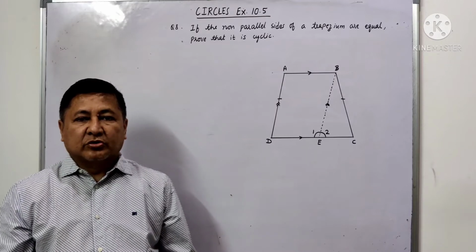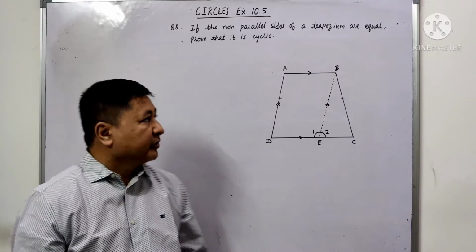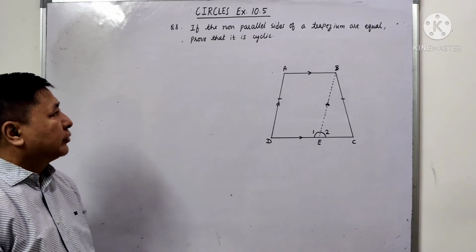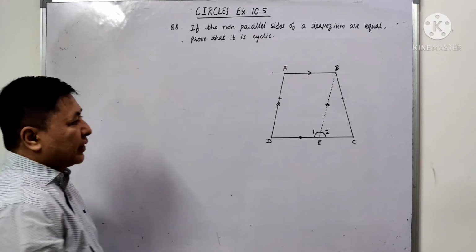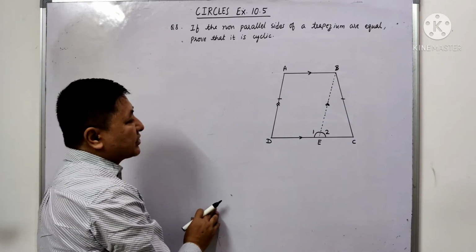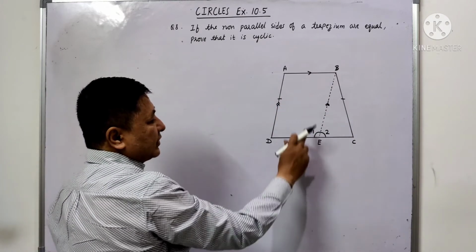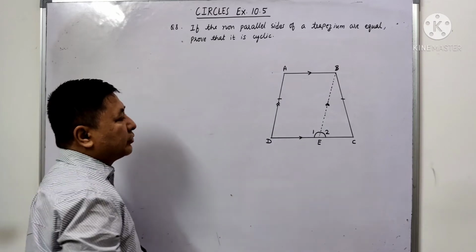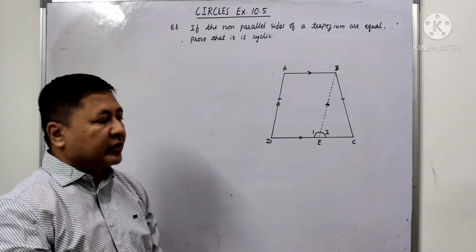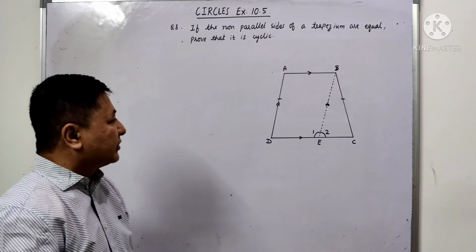Now let us solve question number 8 of exercise 10.5. If the non-parallel sides of a trapezium are equal, then prove that it is cyclic. In this question it is given that ABCD is a trapezium in which AB is parallel to DC, and also it is given that AD and BC are equal, and we have to prove that it is a cyclic quadrilateral.